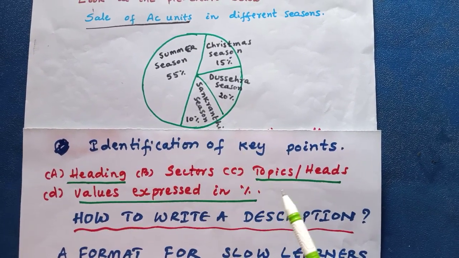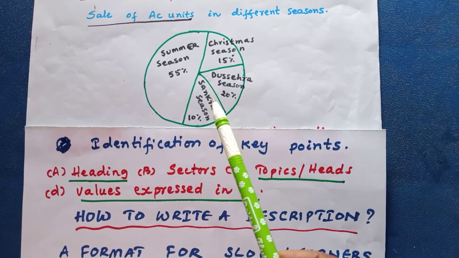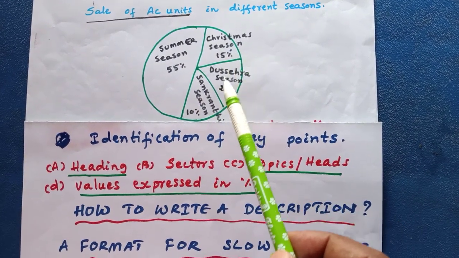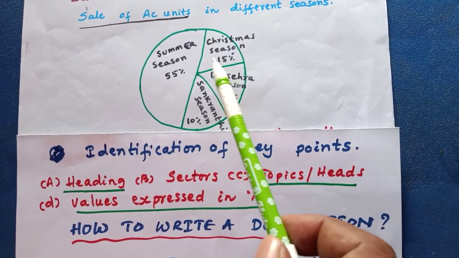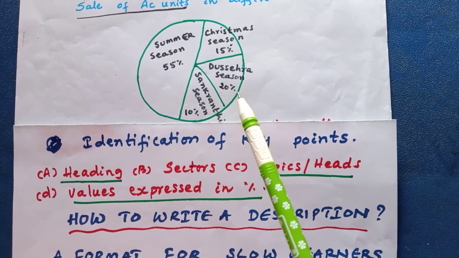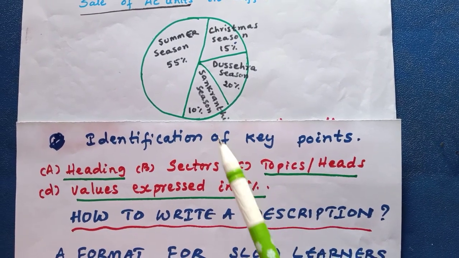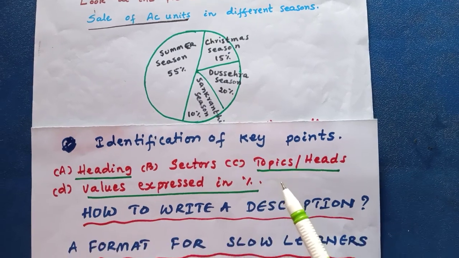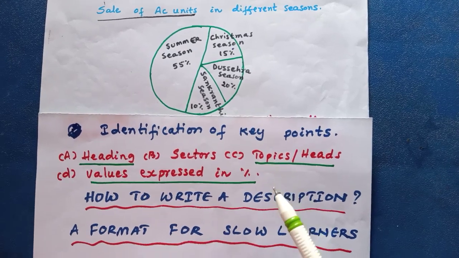And next point is topics or heads of the sectors. So what are the topics or heads of the sectors? Summer season, Christmas season, Dasara season and Sankranti season. These are the topics or heads of the sectors. And next, what are the values expressed? Generally, in case of a pie diagram, the values are expressed in percentages. See here, 55%, 15%, 20% and 10%. So these are the important key points that must be sensitized to the children first.